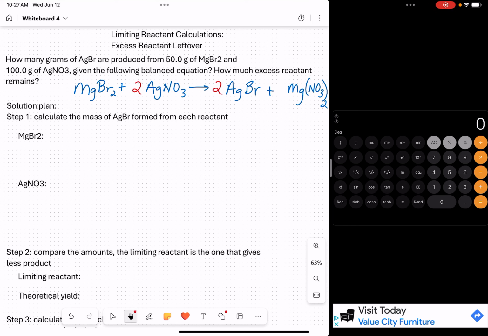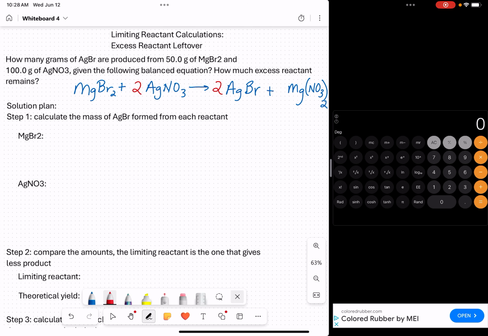Let's take these limiting reactant calculations one step further. In addition to calculating the theoretical yield, let's find how much of the excess reactant was left over. How many grams of silver bromide are produced from 50 grams of magnesium bromide and 100 grams of silver nitrate, given the following balanced equation? How much excess reactant remains?